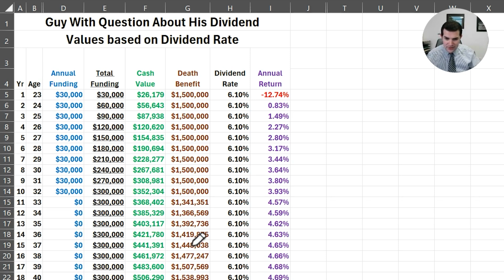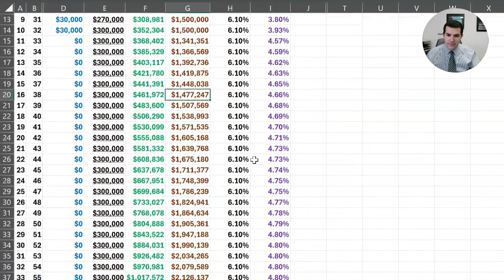And then what happens? Check this out. Get a nice little jump in the returns. And we can look at it as time passes, where it gets better for a long time.